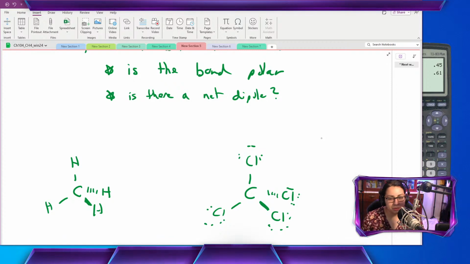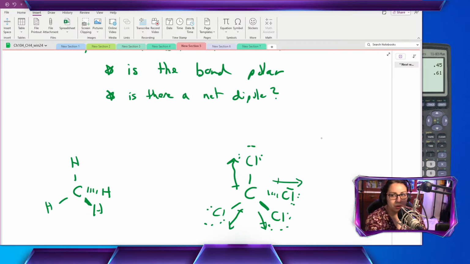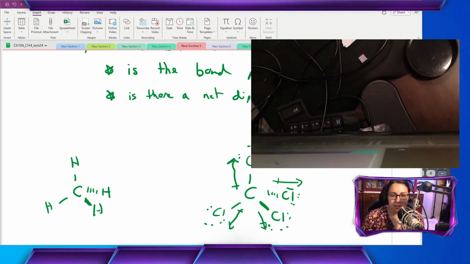There are a couple of different tricks. If you've taken physics, it can be helpful, but it's not necessary. What you do in physics is vector addition. In chemistry, we draw our arrows pointing towards the more electronegative element, and we can do that all the way around.